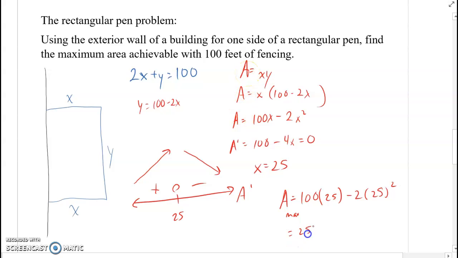So we have 2500 minus 625 times 2, 1250. 2500 minus 1250 is 1250. And since we're measuring distance in feet, the area is measured in feet squared. And that is the largest area that we can achieve using 100 feet of fencing if one of these sides already exists.